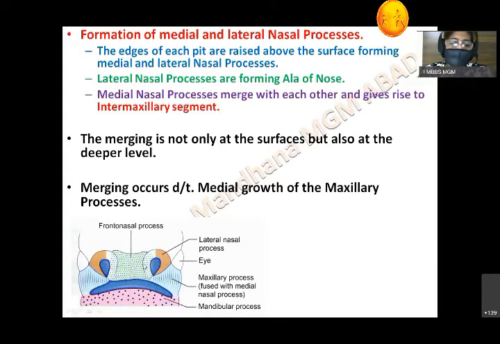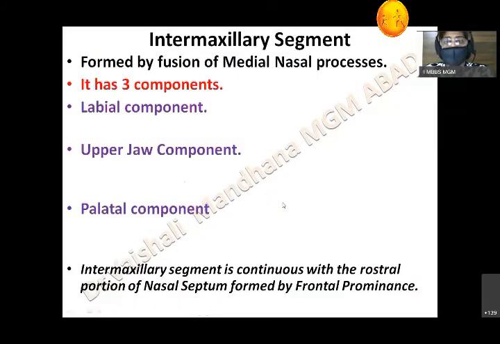Now, the medial nasal processes come close together and fuse to form the intermaxillary segment. Why does merging occur? Because of the medial growth of the maxillary process. Now, what is this intermaxillary segment? As I have already told you, this occurs because of the fusion of the medial nasal processes. Now, it has got three components.